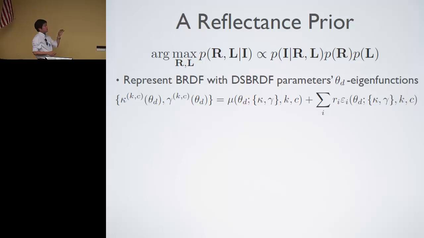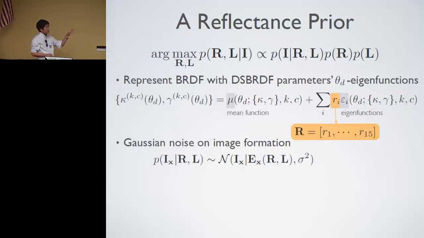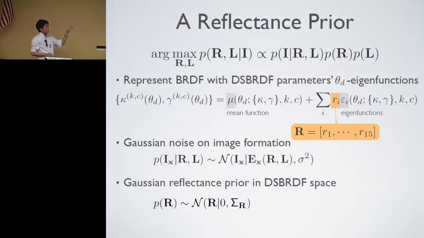So what we'll do is represent the reflectance with a new model, use the standard Gaussian likelihood, but the key is that we now can impose a statistical prior on the reflectance, which is a simple Gaussian in this case.